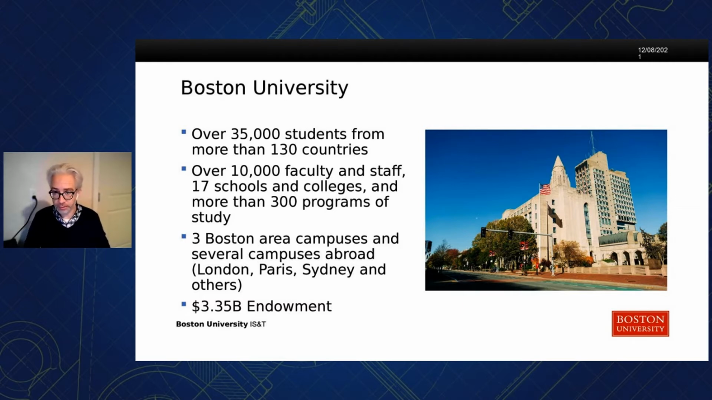BU has a pretty extensive study abroad program with campuses in London, Paris, Sydney, and other places around the world. And as of this year, the endowment for the university is $3.35 billion. So not too bad of an endowment for a large school like BU.